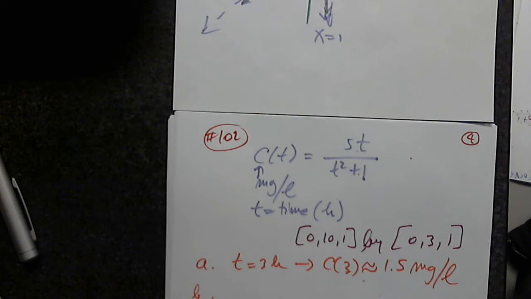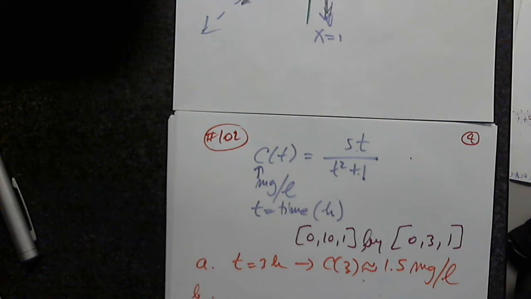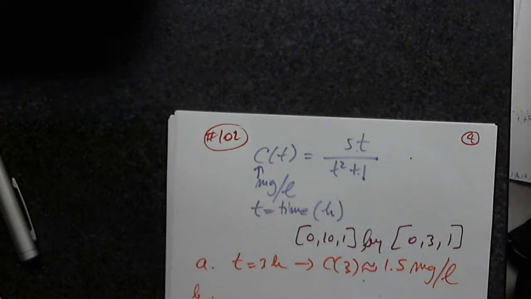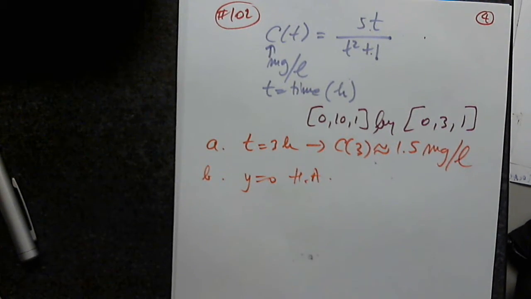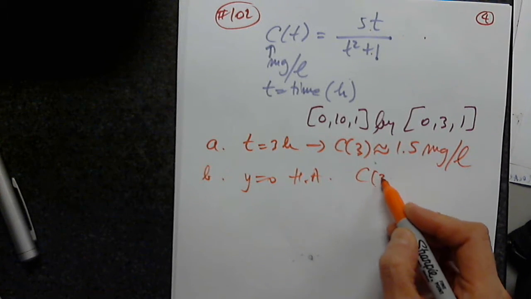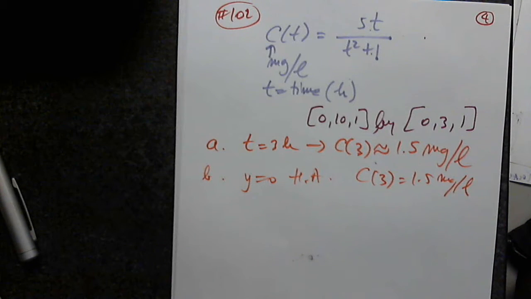Good, so that was an illustration of a rational function type 2 with a horizontal asymptote 0. In other words, y equals 0 is the horizontal asymptote. And we determined C of 3 to be 1.5, indeed using the function, milligrams per liter.